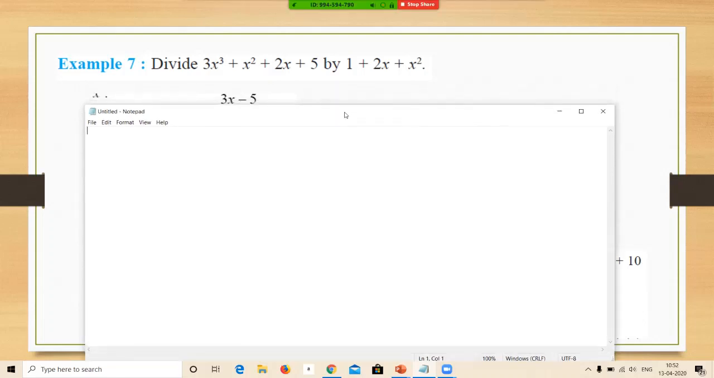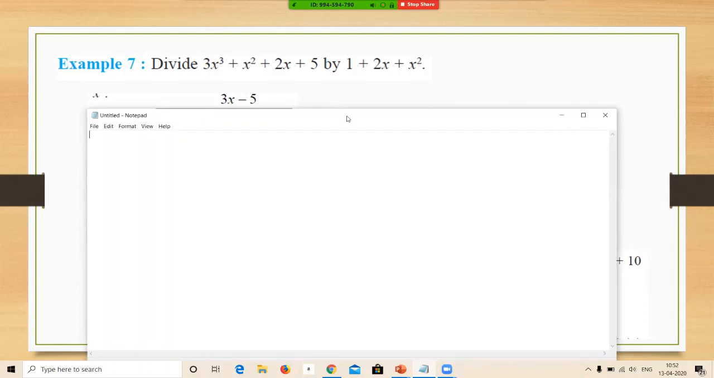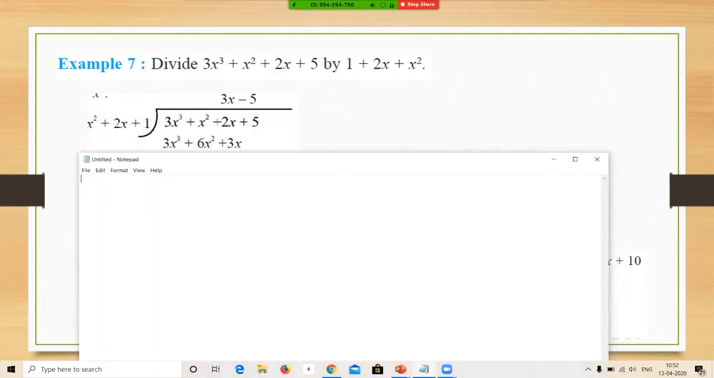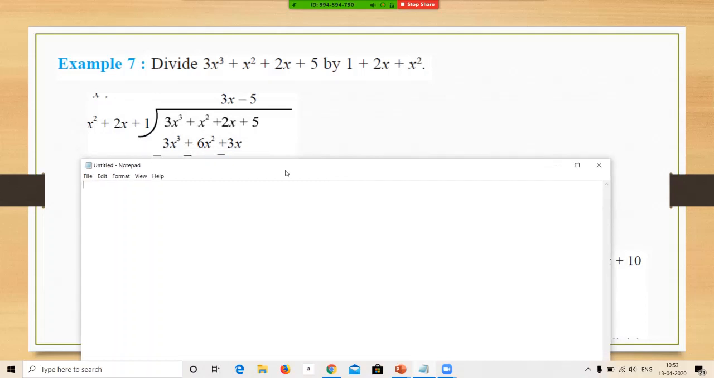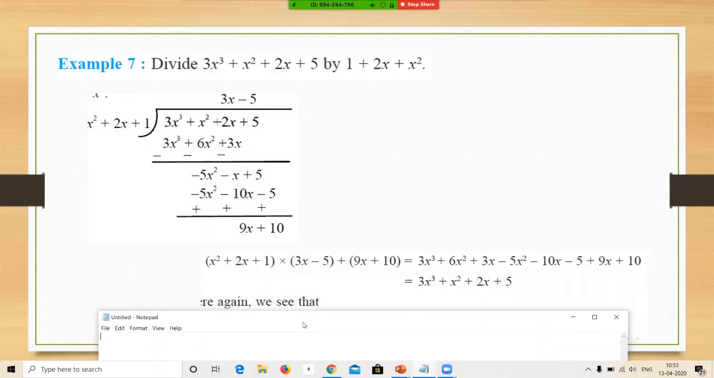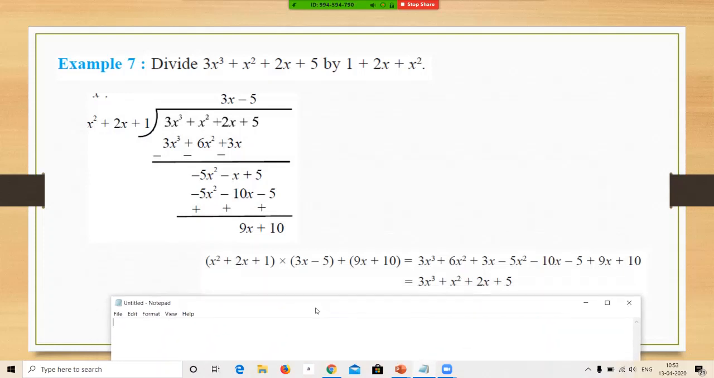What is the quotient? All those who have done 3x minus 5. Did you see we have also arranged the divisor in descending order and moved ahead? All those who could not wind it up, please check it out. So here goes your answer.